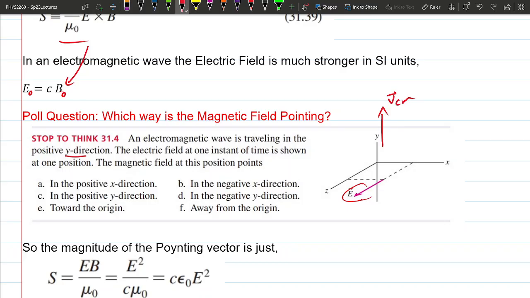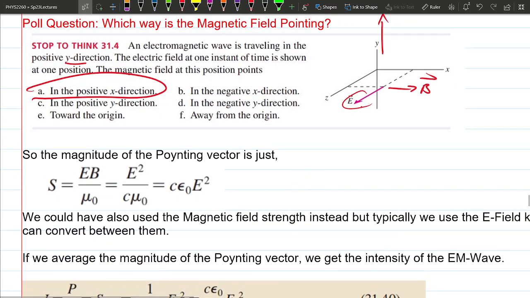Let me just double check. If I do my one finger, I don't know where the second finger actually goes, but I know where my thumb has to go. So it has to be in this direction. So the magnetic field is actually in this direction, or in the positive x, okay? Hopefully that makes sense.